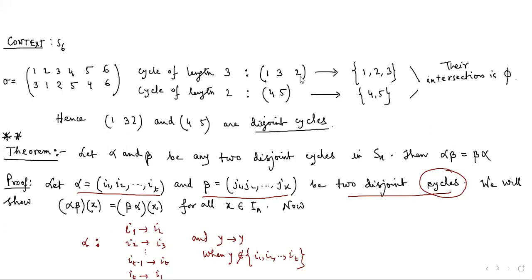Now, a similar thing will also happen to beta. Let us try to write it. With respect to beta, J1 goes to J2, J2 goes to J3. In this manner, Jk minus 1 goes to Jk, Jk goes to J1, and Y goes to Y when Y does not belong to {J1, J2, ..., Jk}.